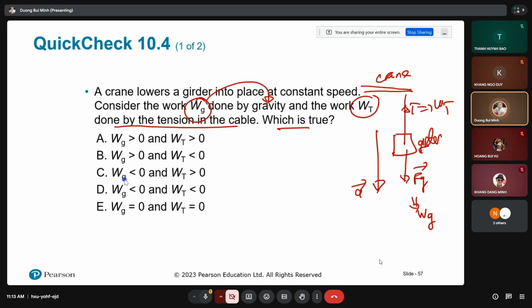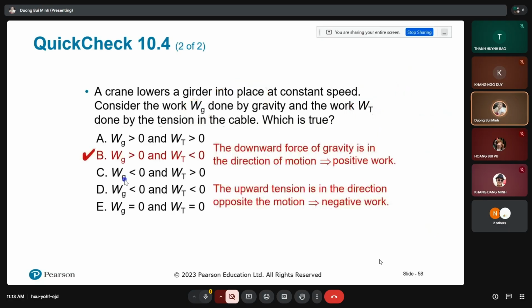We have 25 questions in 90 minutes, so every question you have about 3 minutes. So this question maybe 20 seconds to get the answer. I don't know, could be B. Is it B? That's correct.